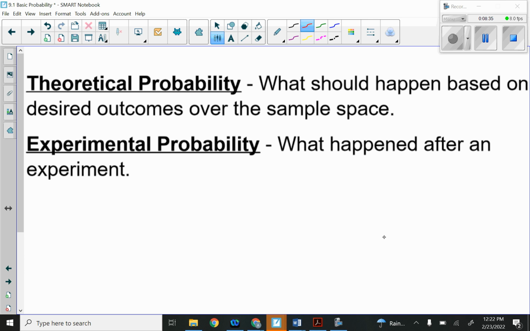Okay. So now another thing that we need to know is theoretical probability versus experimental. So theoretical is what should happen. So for example, if I'm flipping a coin, ideally there's a 50-50 chance that I'm going to get heads or tails. Experimental probability is if I sit here and actually flip that coin, what am I actually getting?